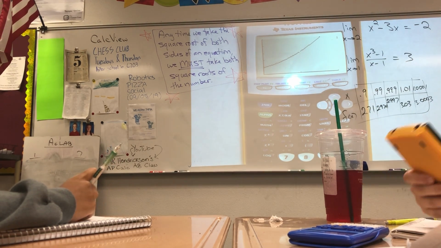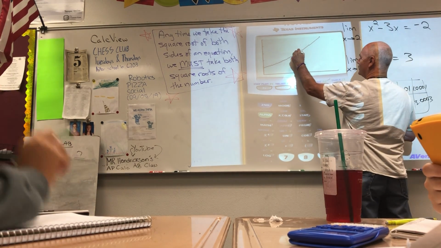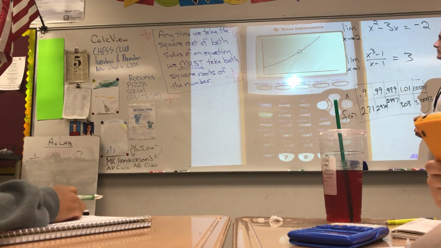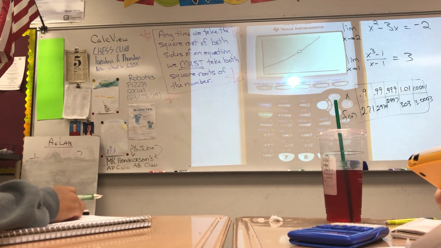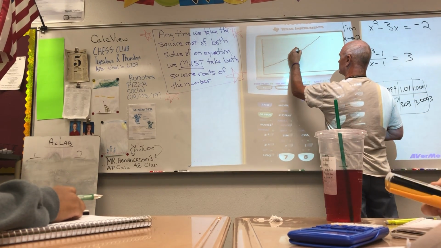It's a little gap. Oh, look. See that little hole? It actually did the hole. I don't know if I've ever seen that. That's cool. Where is that? 1, 3.